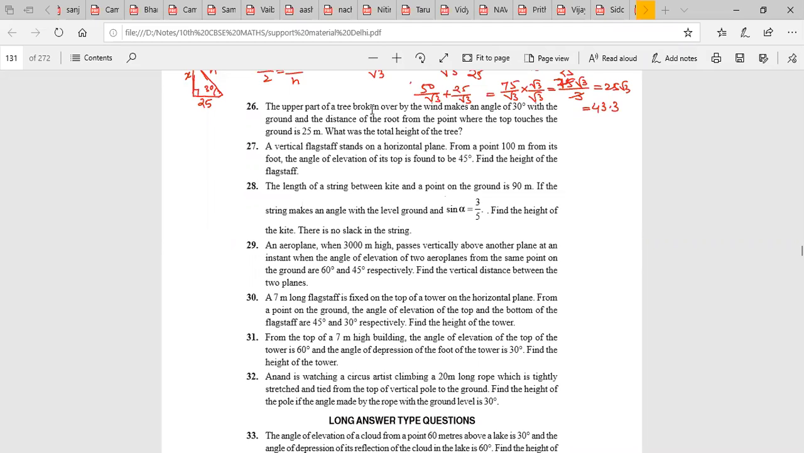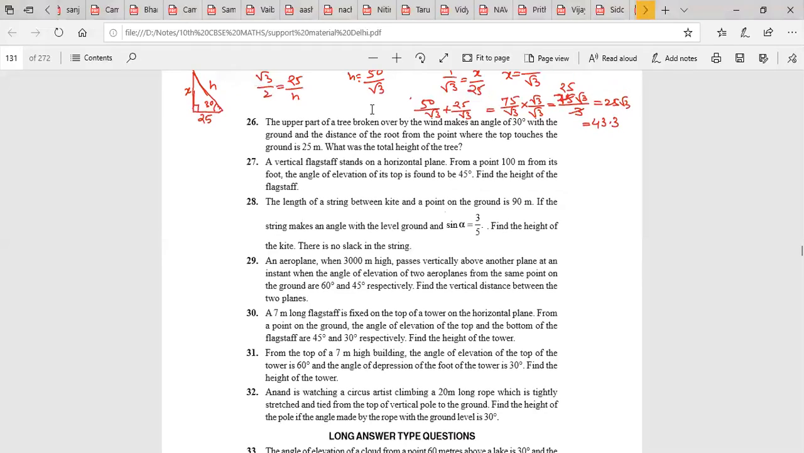Yes, ma'am, the 28th one. The length of the string between a kite and the point on the ground is 90 meters. So the hypotenuse is 90 meters. The string is a slant line, so that is the hypotenuse. The string makes an angle alpha with the level ground, and sine alpha is equal to 3 by 5. Find the height of the kite.